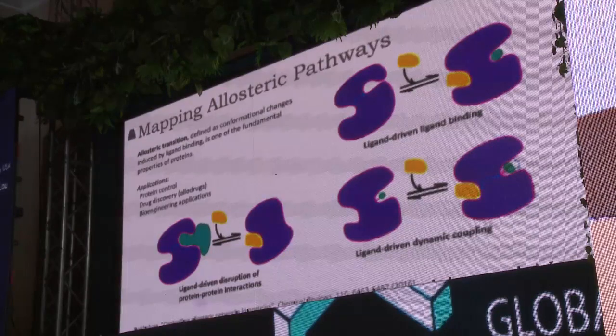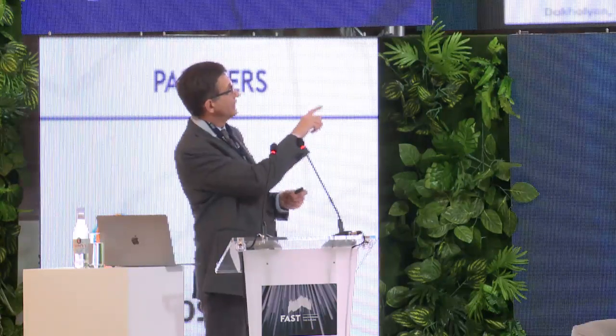One of the big aspects of the lab is designing allostery. What is allostery? There are different types of allostery. There is allostery that is ligand binding, displacement of protein-protein or protein-ligand interactions, ligand-driven binding of other ligands or proteins, and all of this happens at a distance. But what we're going to utilize is ligand-driven dynamic coupling, which means that when we bind a ligand, the rightmost plot, the yellow piece, it will not change the structure much, but it will change the fluctuations at the active site.